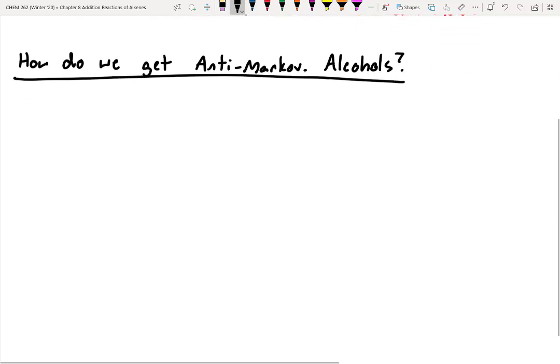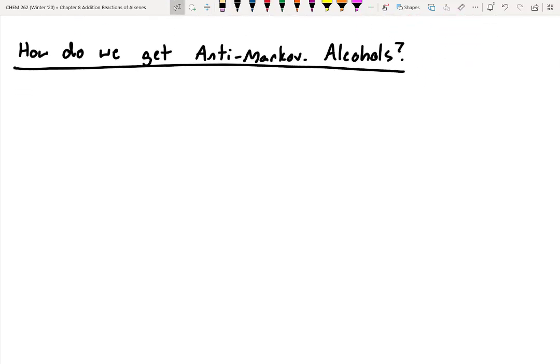All right, so chemists worked on this for quite a while. And the cool thing with this is they found a reagent that worked spectacularly well. So the reagent that they use in the first step is BH3. That's borane.